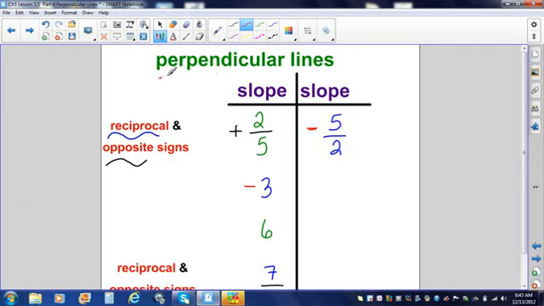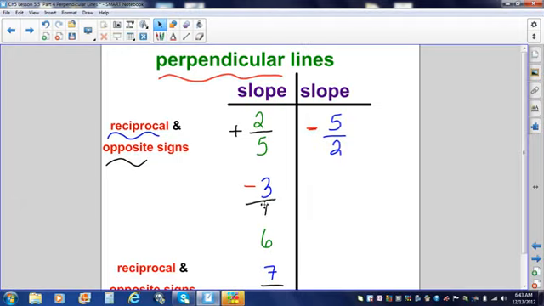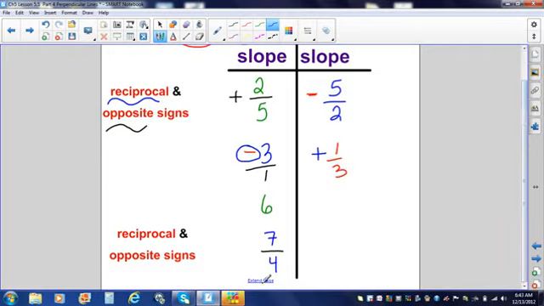Alright, what about if I give you a slope of -3, and I want you to find the slope of a perpendicular line? Well, the first thing you should do is make this a fraction. Now, if we want to find the slope of a perpendicular line, we do the reciprocal. The reciprocal of 3 over 1 would be 1 over 3. And we said the signs are opposite. So, if this one is a negative, the signs are opposite, this slope would have to be a positive. Opposite signs.